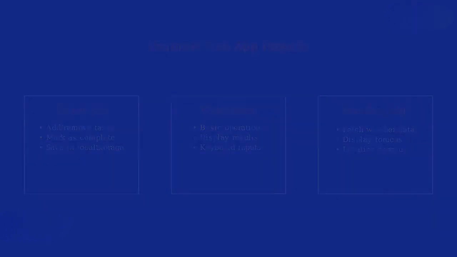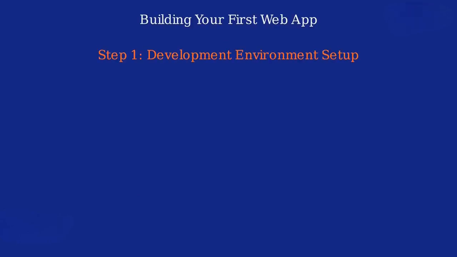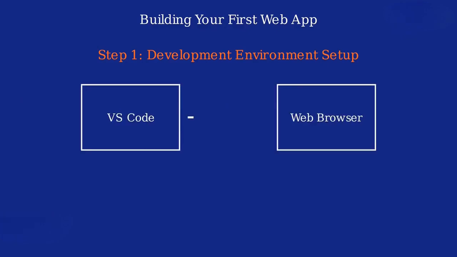Now that you understand the basics of web apps, you're ready to start building your first project. Let's build a simple to-do list app step by step. First, you'll need to set up your development environment. You'll need a text editor like VS Code and a modern web browser for testing your application.